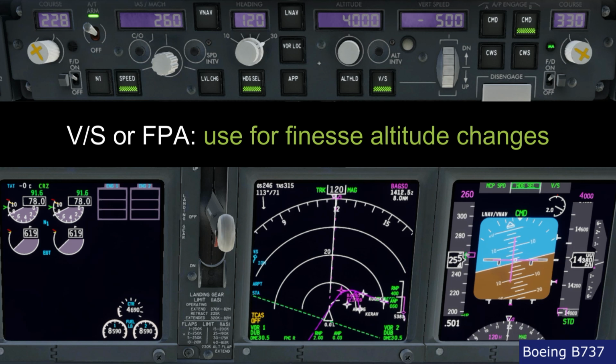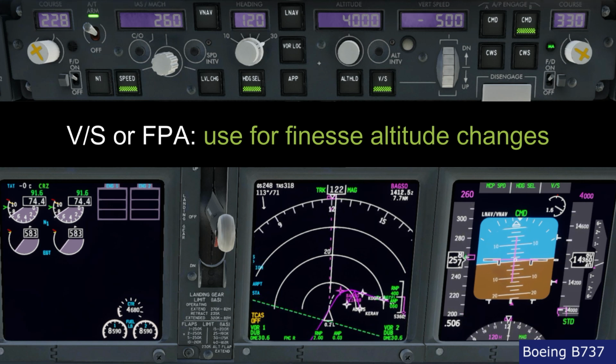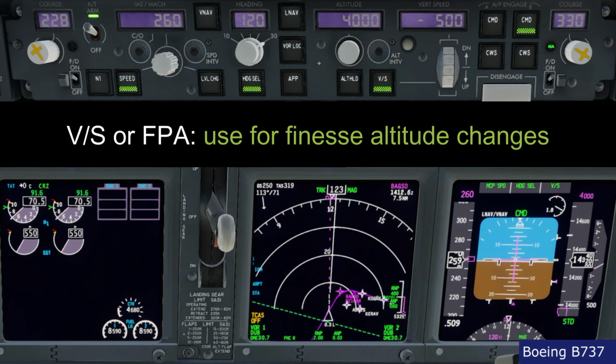Alright, so you see 500 feet per minute works very well. The auto throttle is controlling the speed, and it managed to accelerate to 260 without any difficulty, and now the thrust is coming back again because it reached the speed.